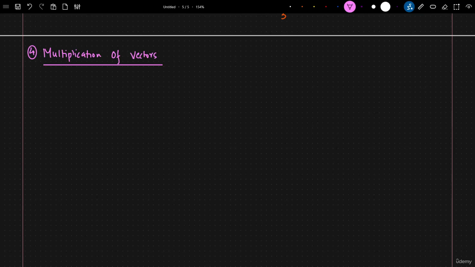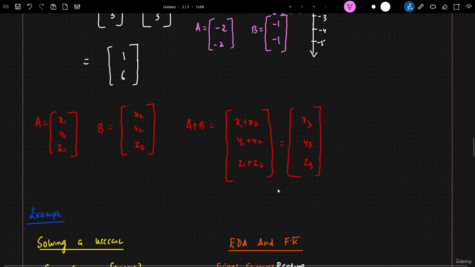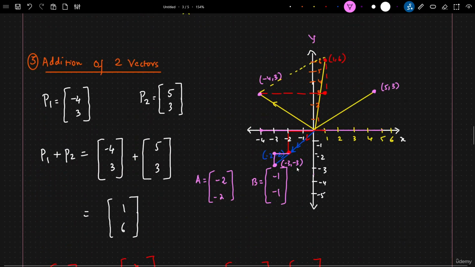Hello guys, so we are going to continue the discussion with respect to linear algebra. In our previous video, we have already seen the addition of two vectors. We have seen the applications of them. With respect to the coordinate system, we also understood what addition looks like.